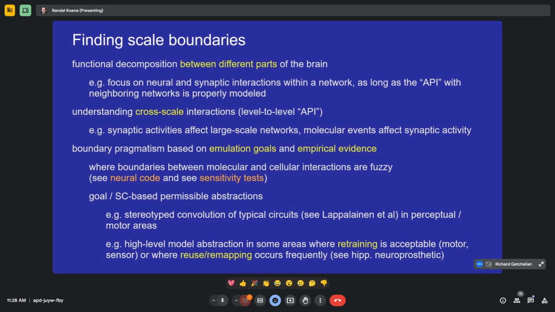And here are two examples where stated goals may permit abstraction. For instance, the stereotyped convolution of typical circuits that we saw in the Lappalainen paper in that journal club, in perceptual areas, but also perhaps in motor areas, or, for instance, high-level model abstraction in some areas where we think that retraining is acceptable. So, say, motor or sensor areas, or where reuse and remapping occurs frequently anyway, so where it seems that that region of the brain operates more as a sort of resource that is reused over and over again. And I'm thinking here, for instance, about many aspects of how the hippocampus seems to work.